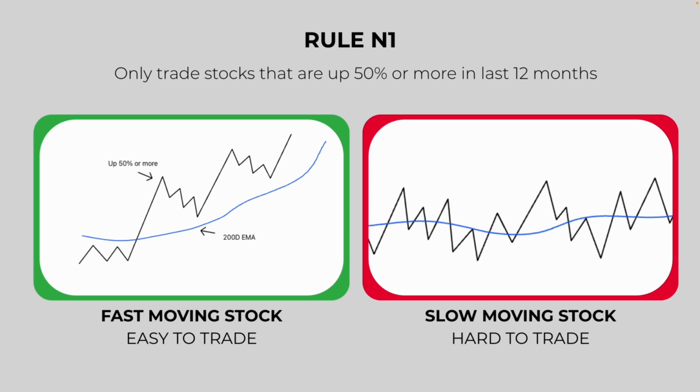They move slow, they chop around for months, and sometimes even years. And it's hard to enter a profitable position here because the trend changes all the time. By looking for stocks that are up 50% or more, we automatically filter out the bad stocks, because the stocks that you can see in the second image rarely go over 20 to 30% in any given year.